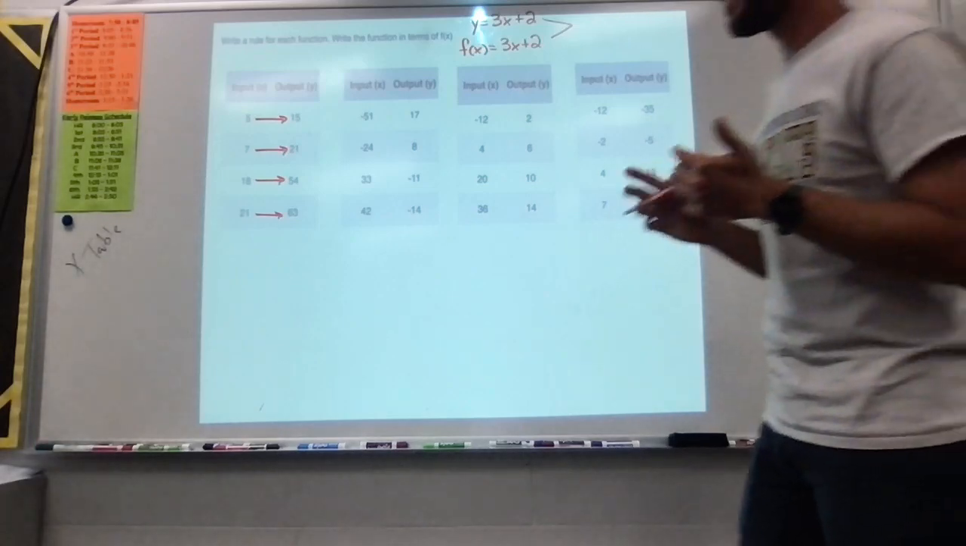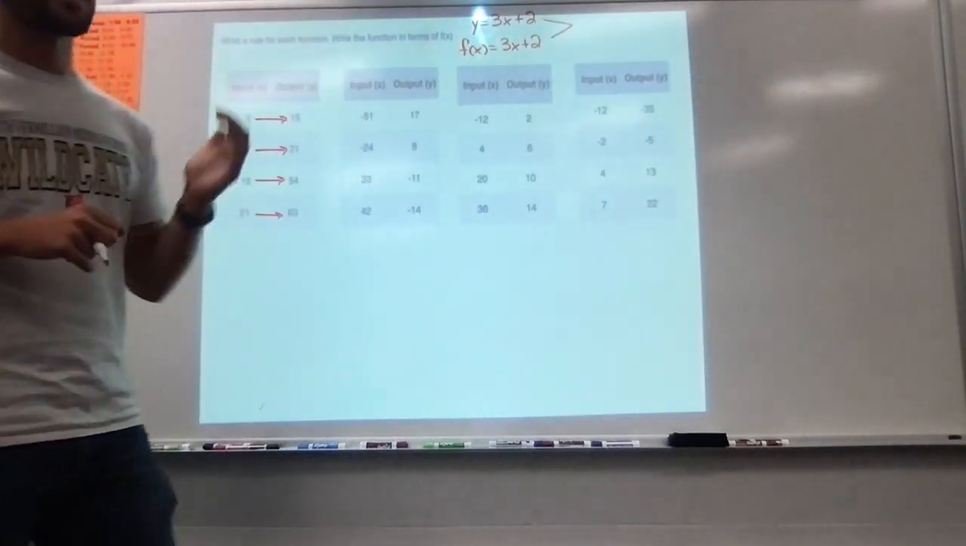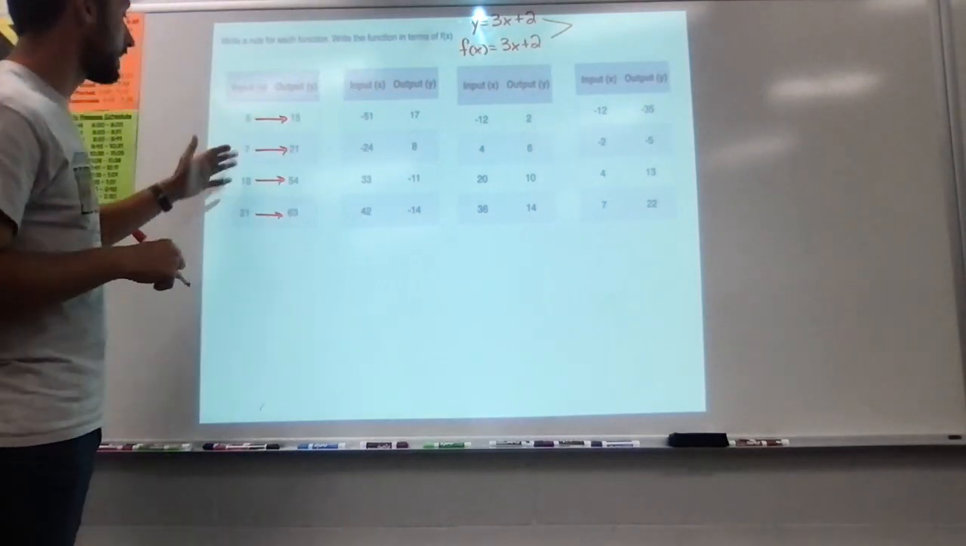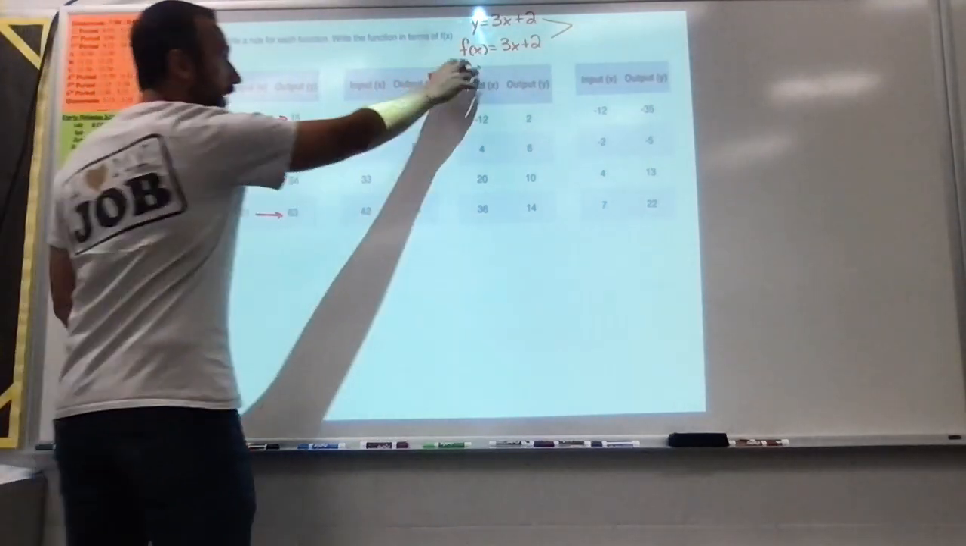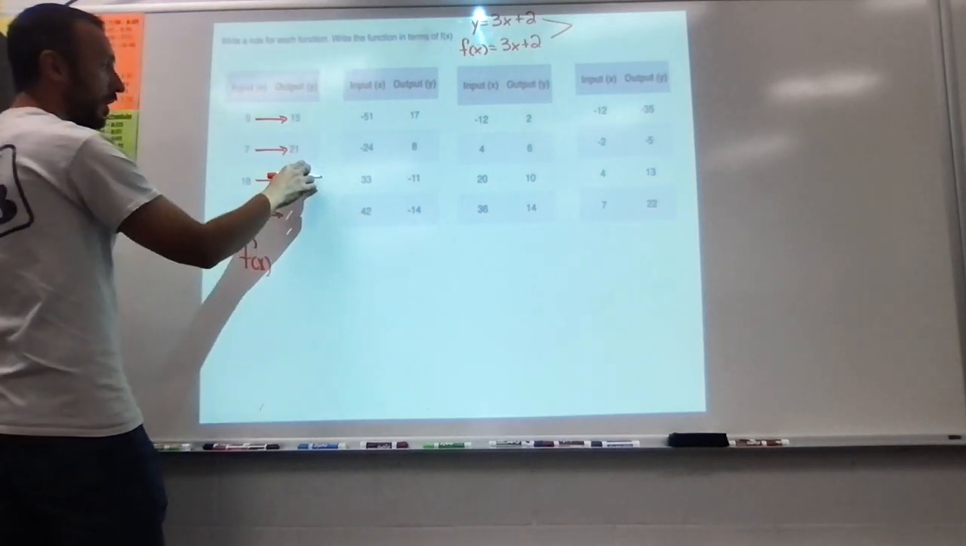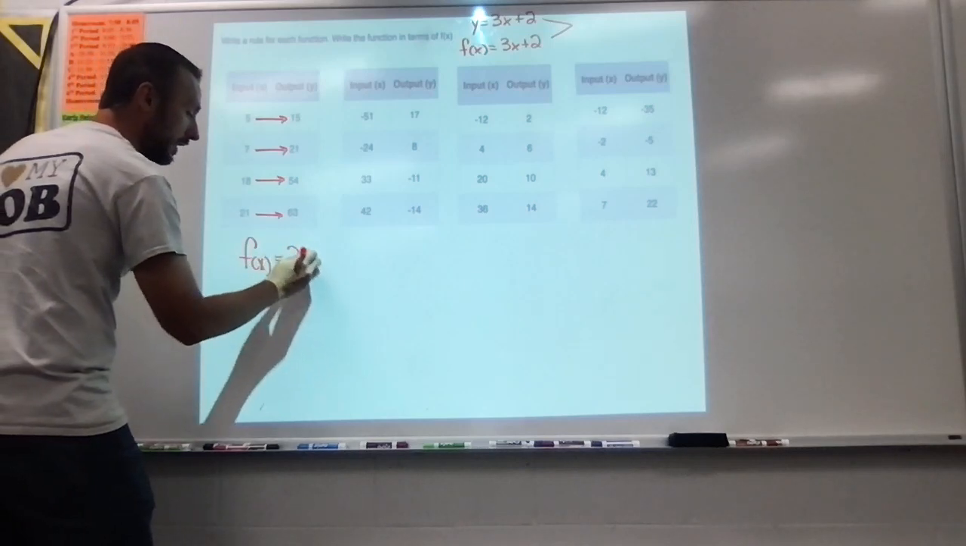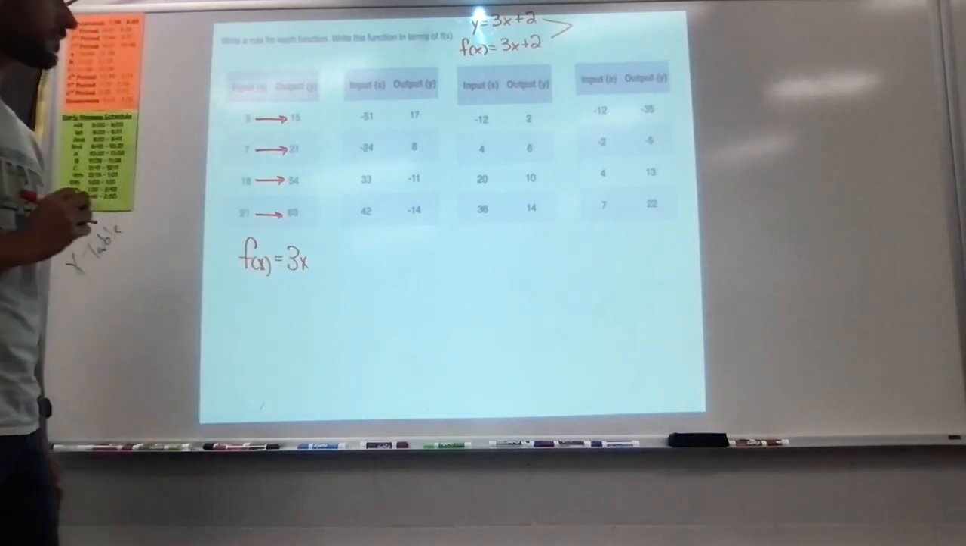And I see right now that all I have to do to go from 5 to 15 is multiply by 3, and that is true for all the other 4 sets of data here. So I'm going to write f of x, and to get my output, all I have to do is multiply my x terms by 3. F of x equals 3x.